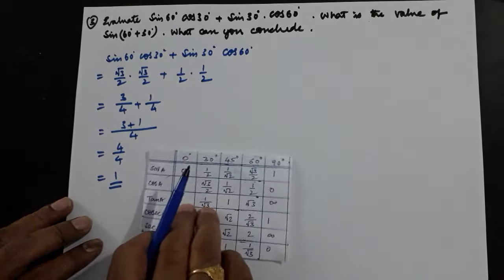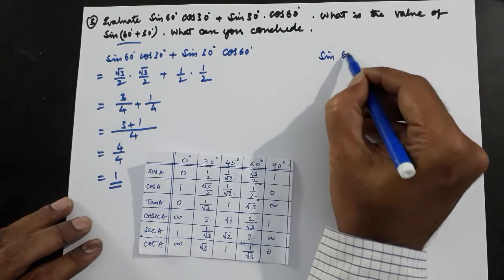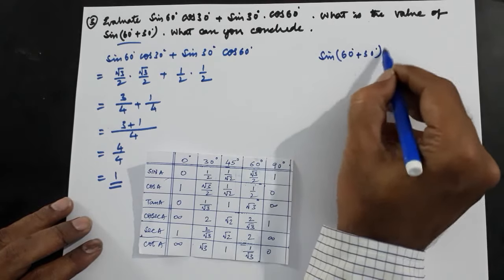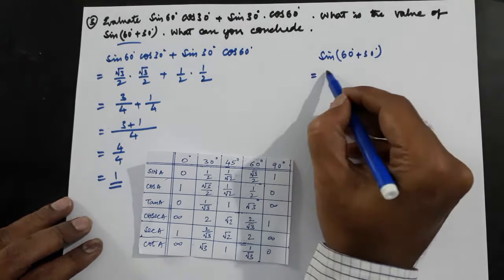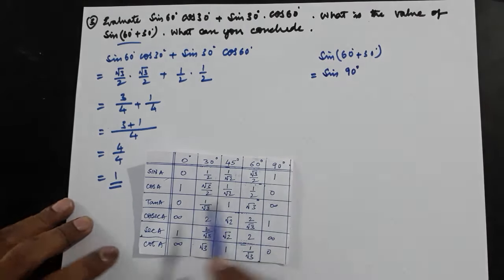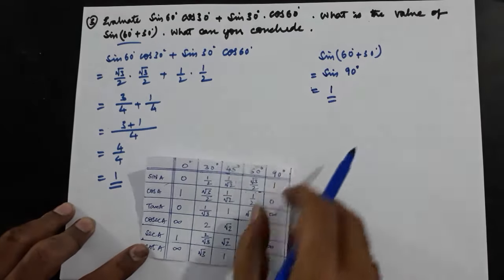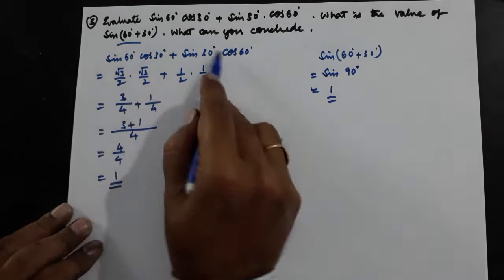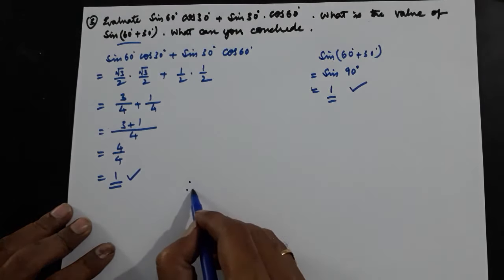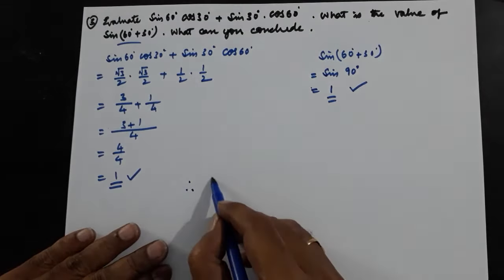Okay, now we will evaluate this one. Sine 60 plus 30 degrees. So 60 and 30 are within the brackets. That means 60 plus 30 is 90 degrees. So what is sine 90? 1. Okay. So the value of this one is 1. The value of this one is 1. Therefore, what can we say?